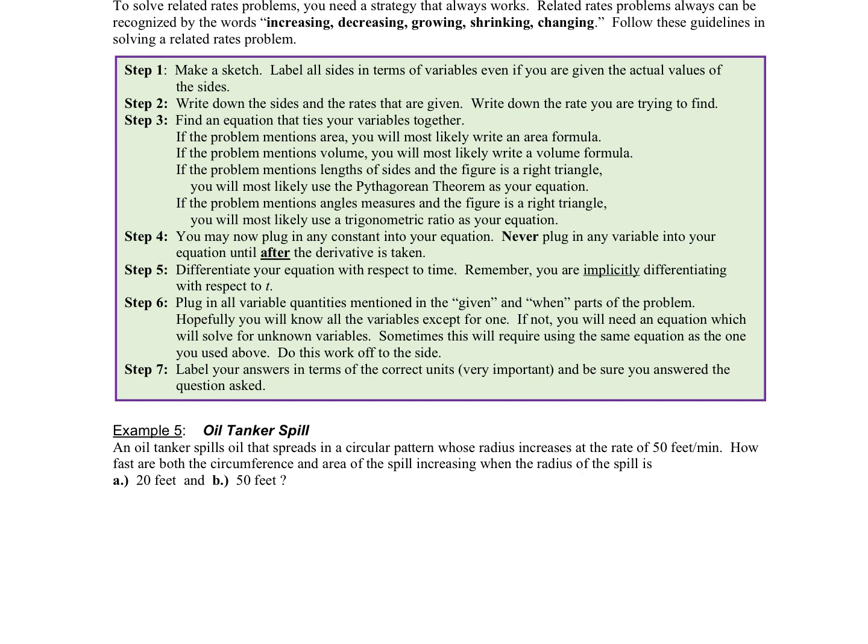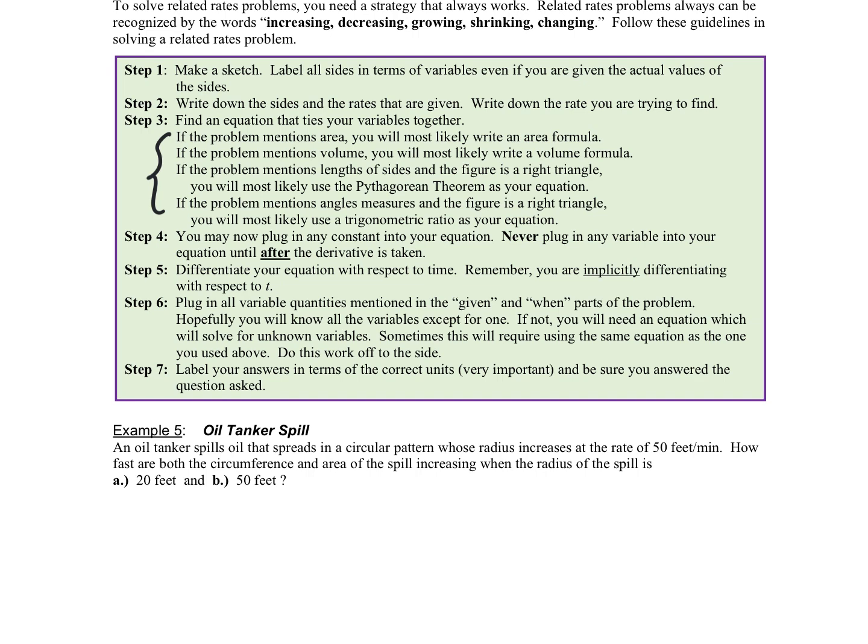So here are some hints up above. If the problem mentions area, you're most likely going to use an area formula. If it mentions volume, you'll most likely use a volume formula. If it mentions length of sides and the figure is a triangle, you'll probably use the Pythagorean theorem. And if it uses angle measures, you'll probably be using trigonometric ratios.